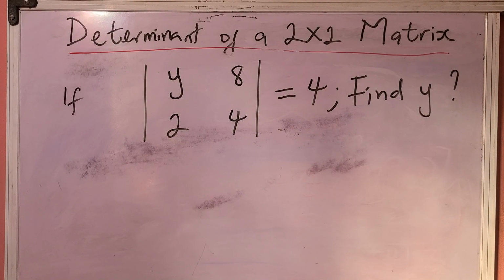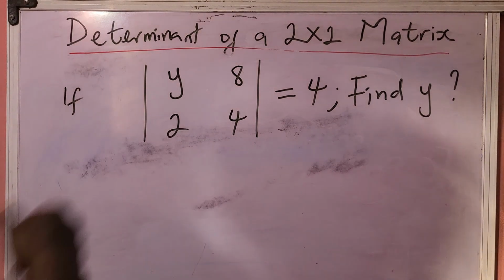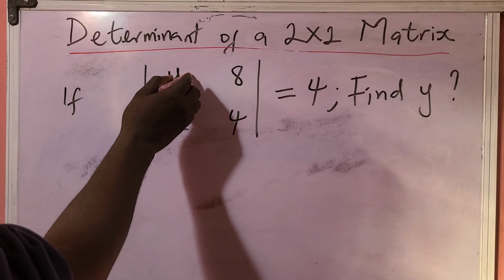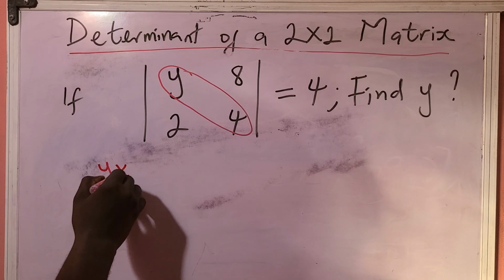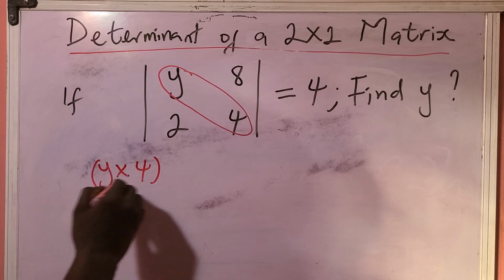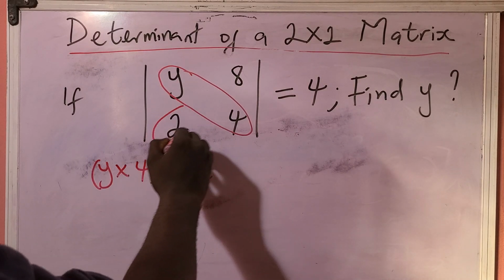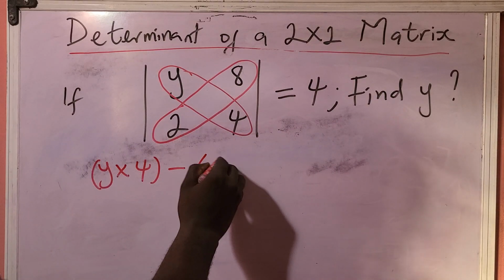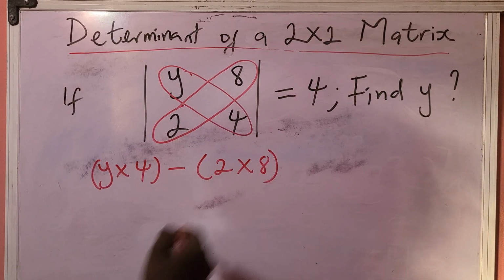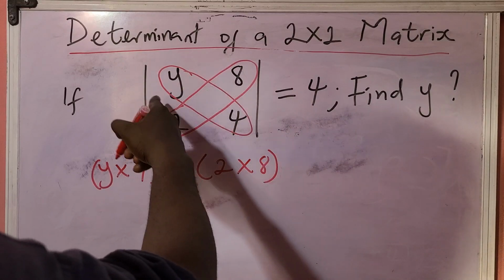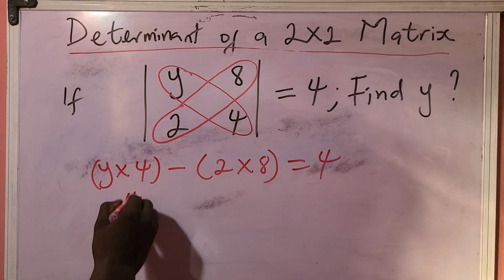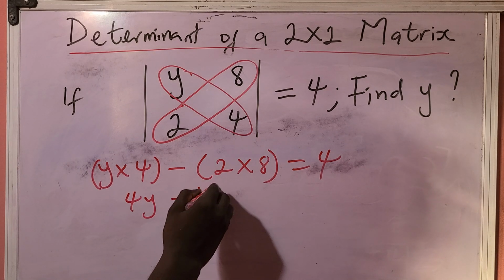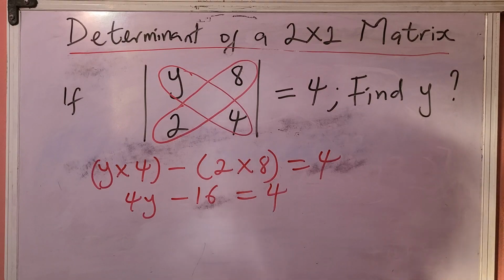From our knowledge of matrix determinant, all we have to do is to try to find the determinant of this matrix. So we have the determinant of this matrix being the multiplication of the elements of the leading diagonal, that's y times 4, minus the multiplication of the elements of the other diagonal. So what we have here, and don't forget we were told that the determinant was equal to 4, is 4y minus 16 equals 4.